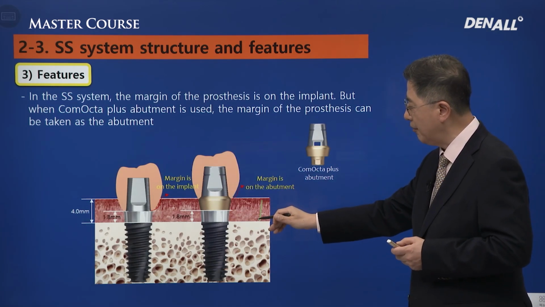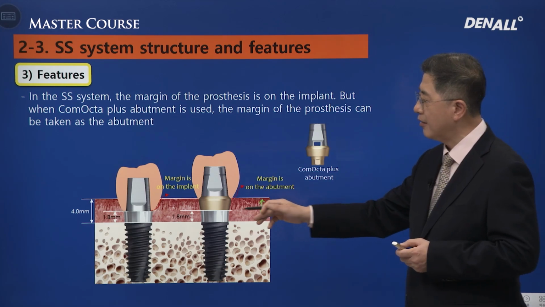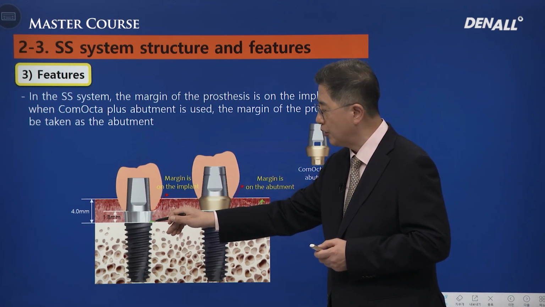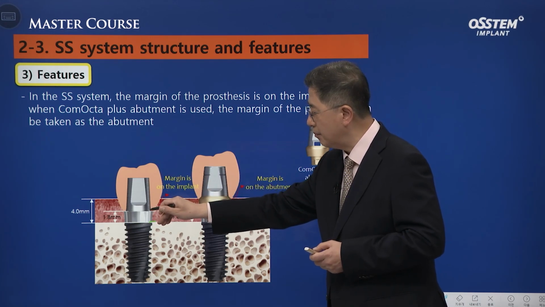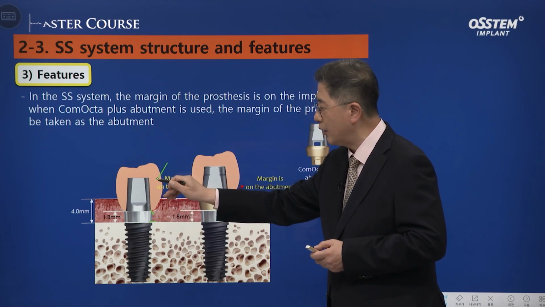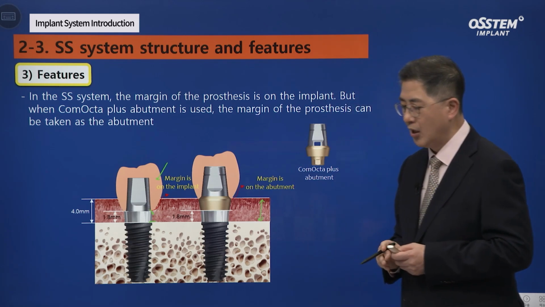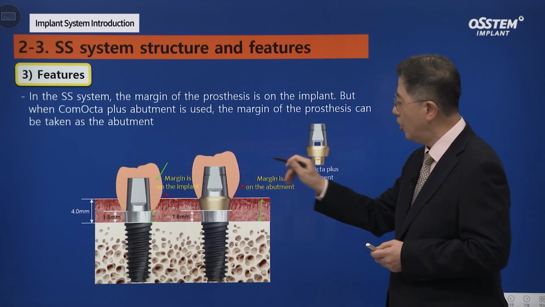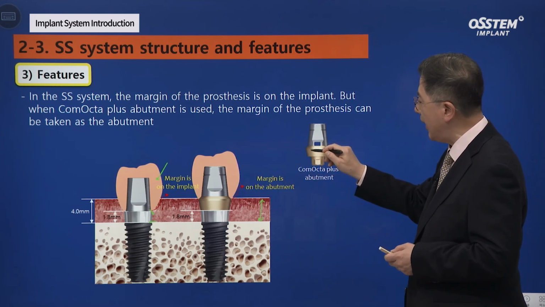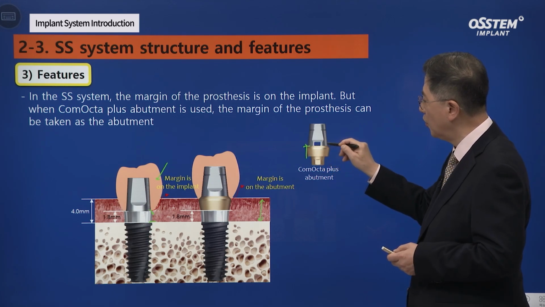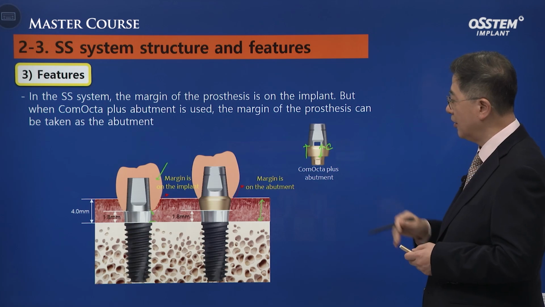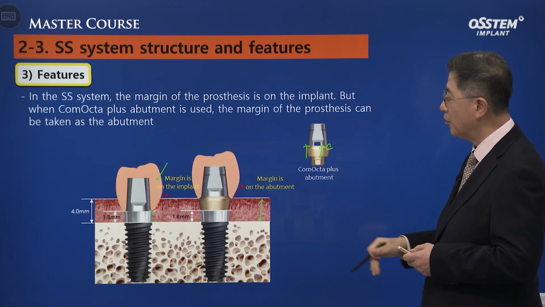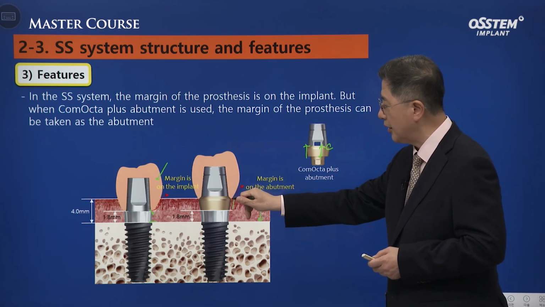Despite all these benefits, when you place SS implant for a thick gingiva at the bone level, using the bevel as a margin for the prosthesis is no longer available. In that case, you can use COMOCTA Plus abutment, which raises up the margin from implant level to abutment level. This abutment with the gingival cuff, looking as if a cement-type abutment, can be used to change the margin position to load the prosthesis.